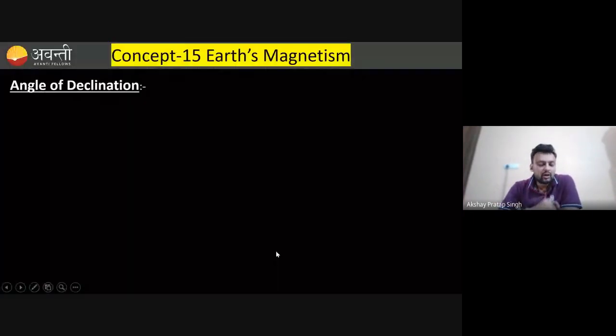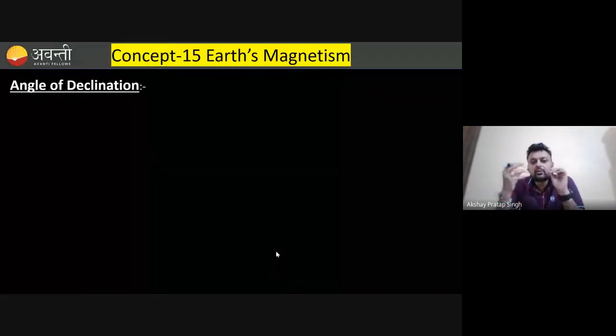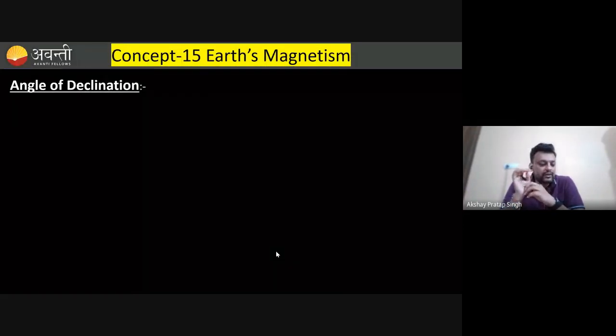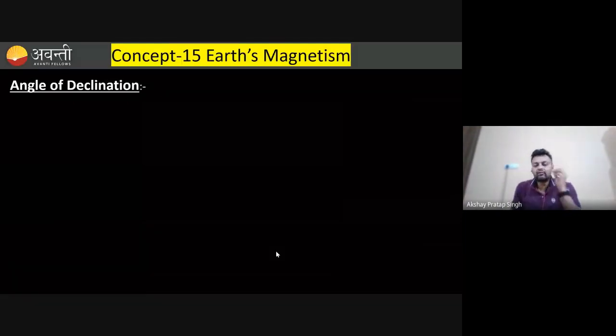So now, what we have studied is there are three components of Earth's magnetic field. What were the three components? Angle of declination, angle of dip, and horizontal component of Earth's magnetic field. I hope you remember it from the previous class. So on this note, I am moving further on today's lecture.